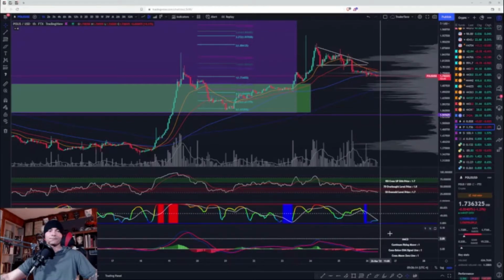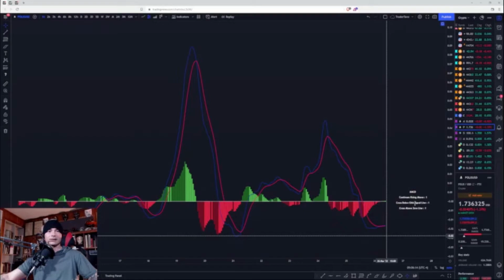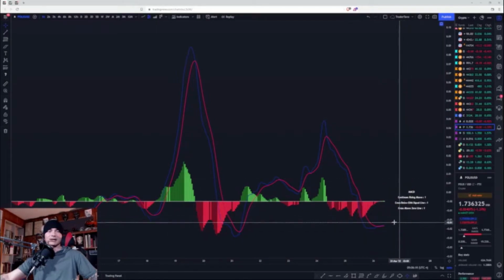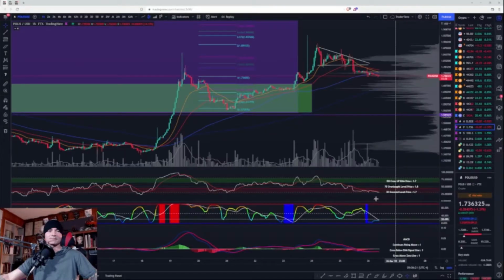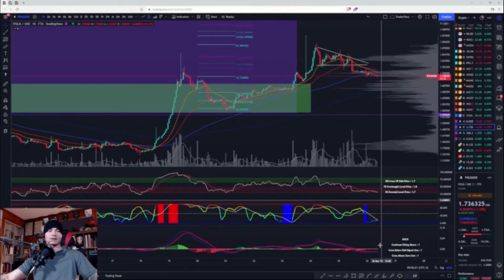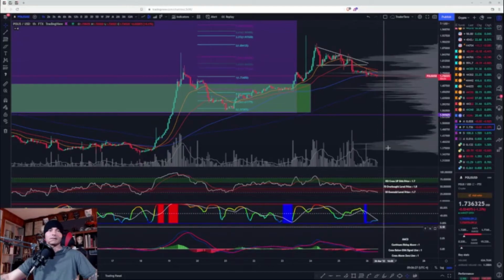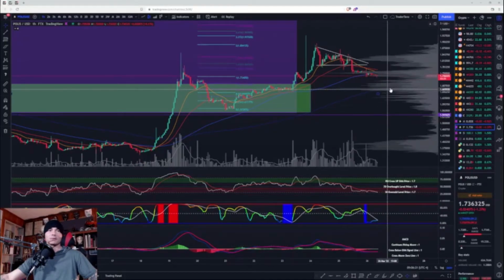MACD trying to get that fresh cross to the upside, but this could just be a retest. If we continue to go down, I mean, we kind of have some positive momentum there on the histogram. If it's just a retest, we're going to keep going down. First stop would be the 100 at the 167.5 region.